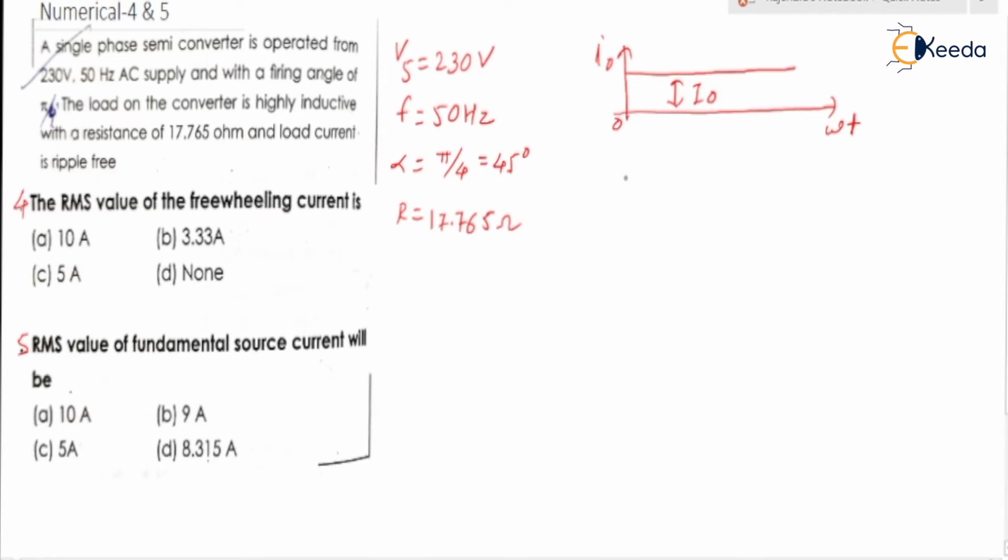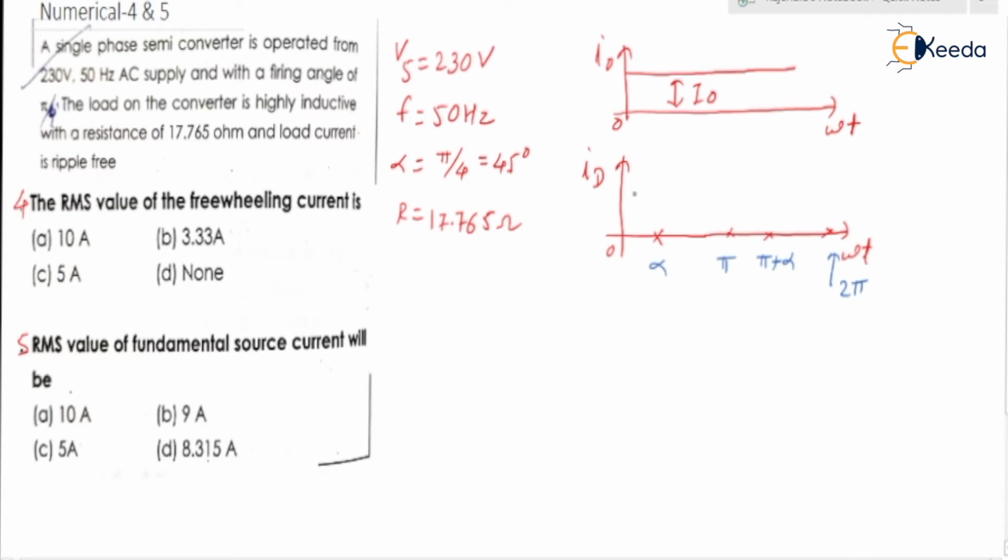Next, the fourth question: the RMS value of the freewheeling current. The freewheeling current is nothing but the freewheeling diode current, which we need to find. So here ID will be flowing. ID is the freewheeling diode current. This current will flow only from 0 to alpha and pi to pi plus alpha. Suppose this is omega t equal to alpha, here it is pi, here it is pi plus alpha, and this is 2 pi.